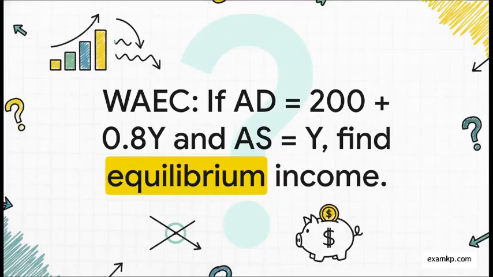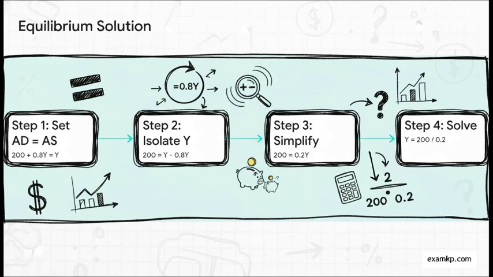All right, check this out. This is a classic calculation question you could totally see on a WAEC paper. They give you two equations and ask for the equilibrium income. So what's equilibrium? It's just that sweet spot where what's being demanded in the economy is exactly the same as what's being supplied. So the most important thing to do is to set the two equations equal to each other.